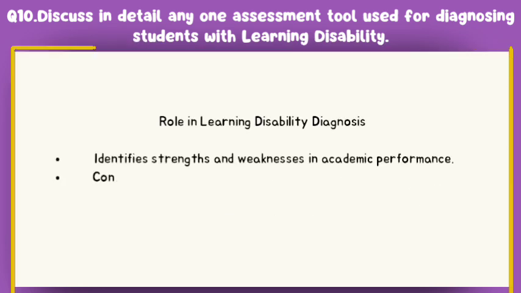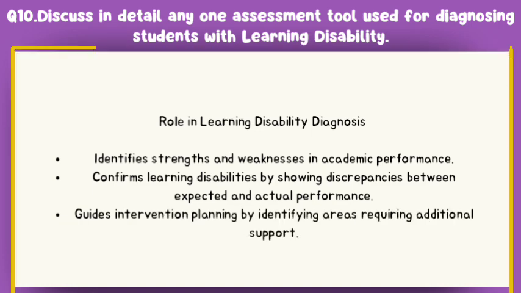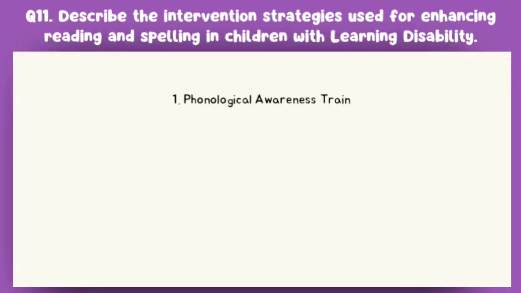The test plays a crucial role in the diagnostic process of learning disability by providing objective data about a student's academic performance. It helps in identifying academic strengths and weaknesses, and confirms the presence of a learning disability by showing discrepancies between expected and actual performance. This also guides intervention planning by identifying areas requiring additional support. So overall, this test is an essential tool for diagnosing learning disability and formulating effective educational intervention for students who struggle with academic tasks. Question number 11.